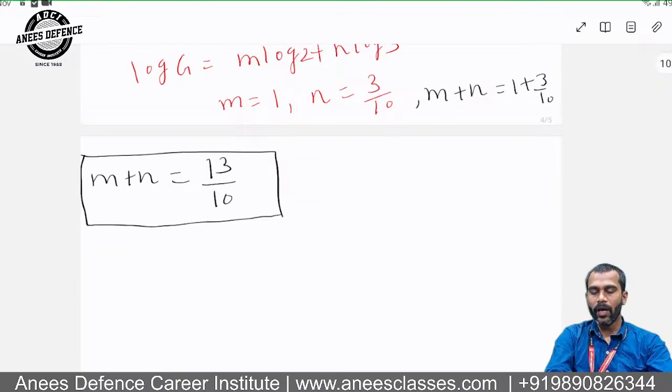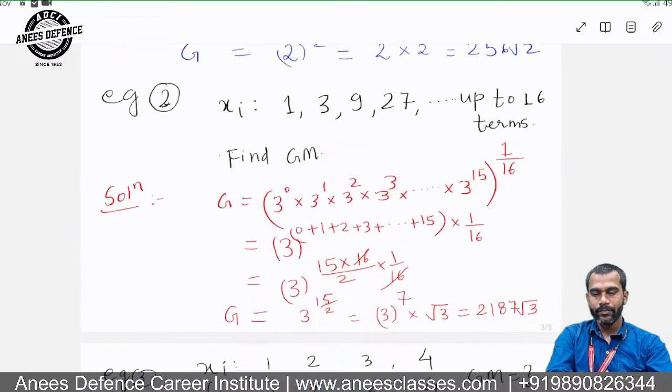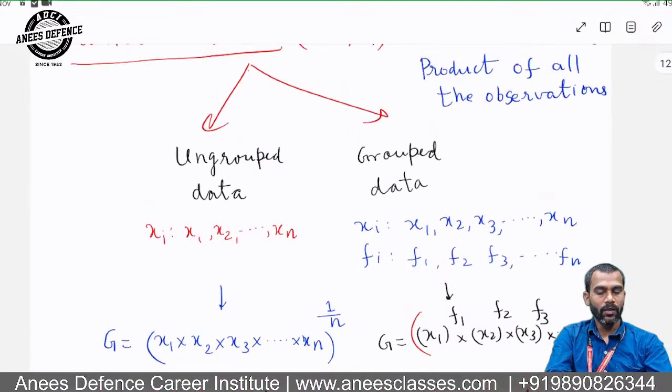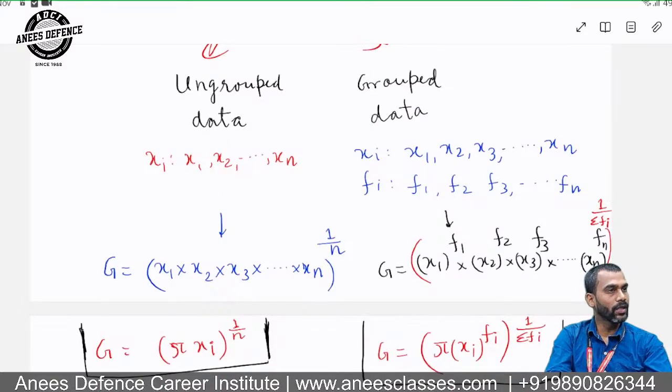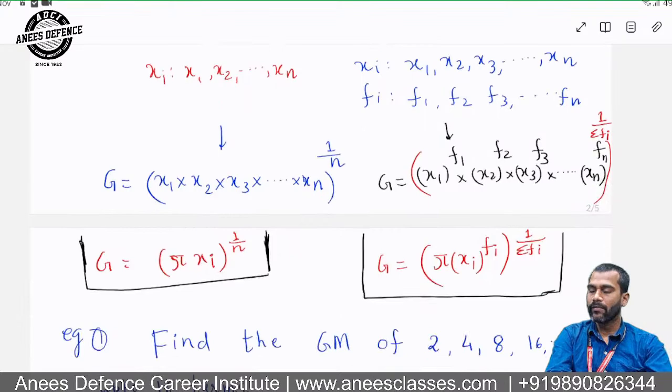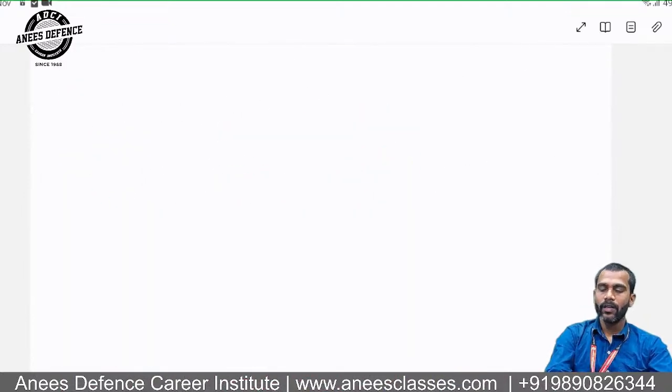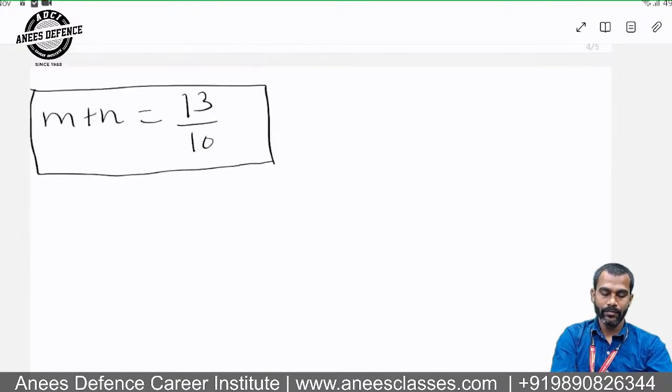Now we'll take HM. I hope you understood what GM is. Yes or no? There can be two types of data, ungrouped and grouped. For ungrouped data, the direct formula is product of xi whole raised to 1 by n. For grouped data, we have product of xi raised to fi, whole power 1 by summation fi. And see, if the xi are in GP, just write one note and then we'll start HM.